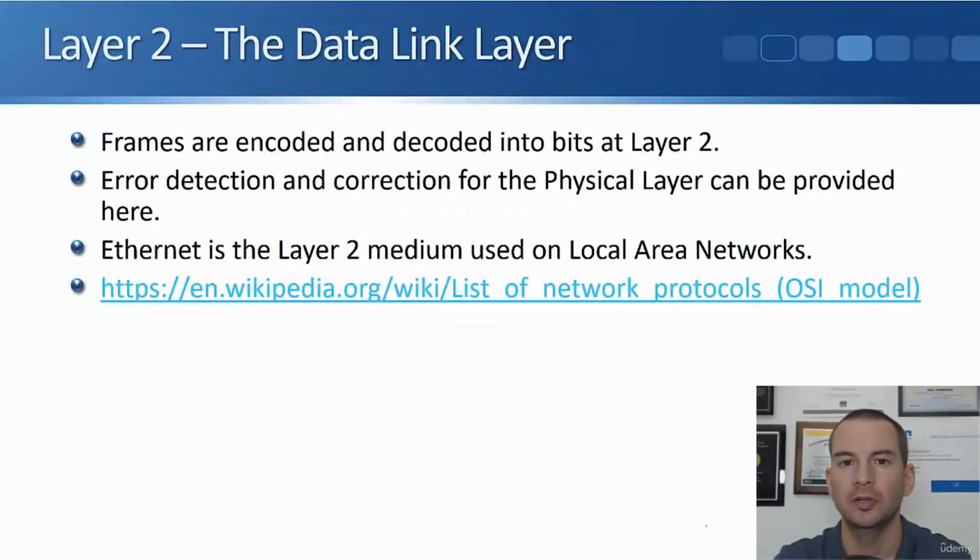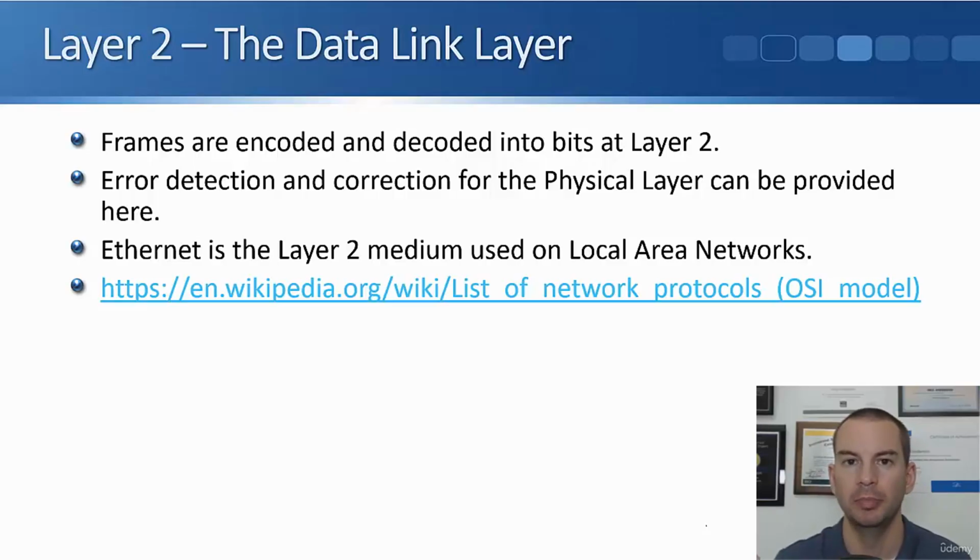In this lecture, you'll learn about layer 2 of the OSI reference model, which is the data link layer. At layer 2, frames are encoded and decoded into bits ready to put onto the physical layer, onto the physical wire. Error detection and correction for the physical layer can be provided here depending on the protocol that we're using. And Ethernet is the layer 2 medium that is used on local area networks.